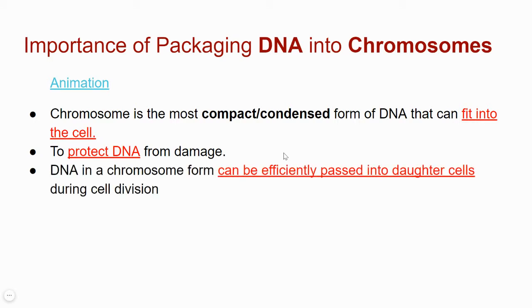DNA in a chromosome form can be efficiently passed into daughter cells during cell division. In the animation, you just noticed how during cell division, the chromosomes get divided into two halves equally so that they can go into each daughter cell. This division of the chromosomes can be uniform and equal if they are tightly condensed and packed. If they are loose and thread-like, there's a chance that they will get entangled and tear. So to efficiently pass an equal number of DNA molecules into each daughter cell, packaging of the DNA into chromosomes is very important.